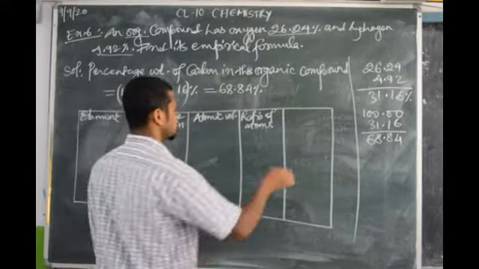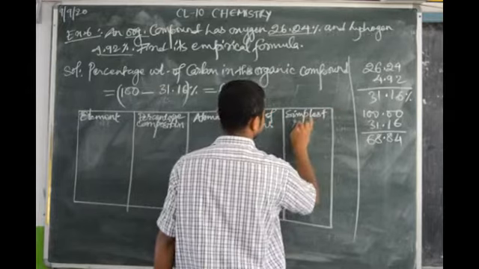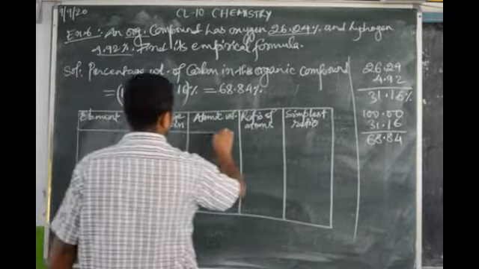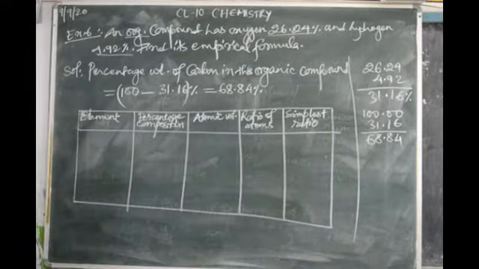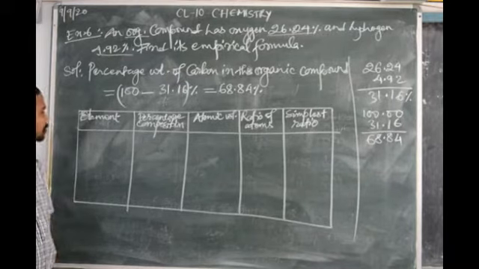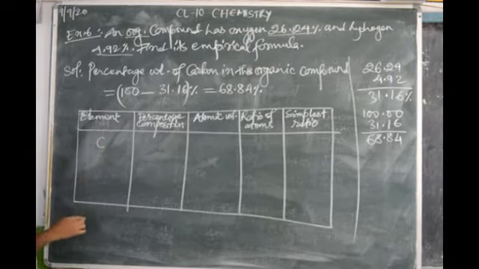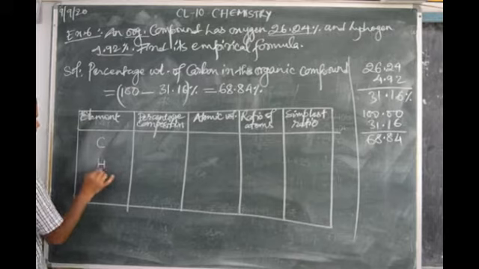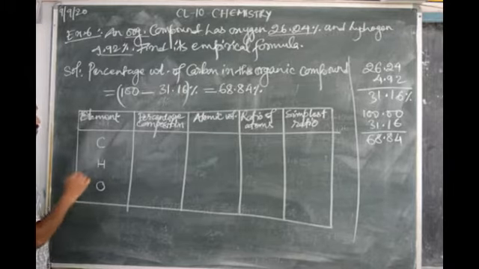Then comes simplest ratio. After this, whatever elements are present, you need to write their symbols. So write carbon, then hydrogen, and then oxygen. Any order you can write, it's up to you. So carbon, hydrogen, oxygen.